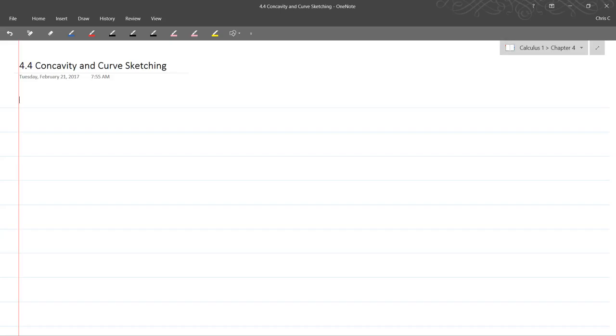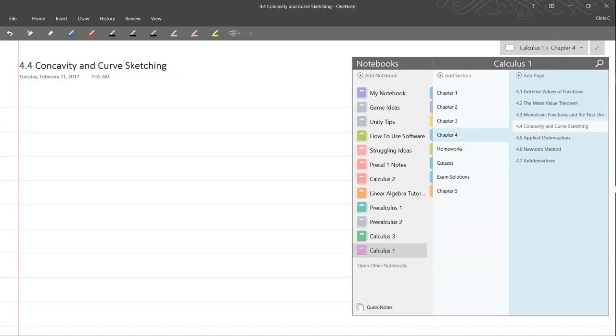So the story I want to tell goes in this order. 4.3 is the mean value theorem. Wait, whatever it says here, 4.2 is the mean value theorem. So I'll come back and do that. We're basically focusing on graph properties right now. I'll come back and do the mean value theorem.